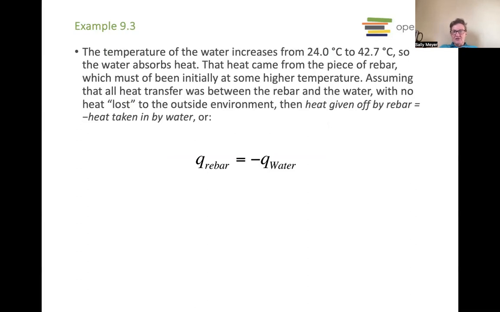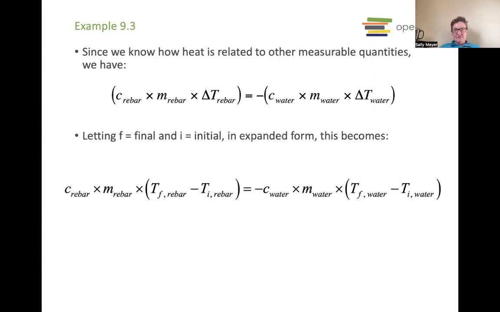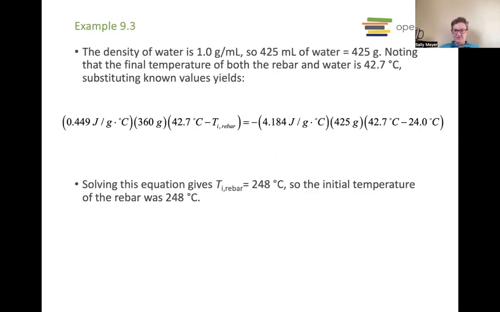So the temperature of the water increases from 24 to 42. So heat's absorbed. That heat came from the piece of rebar, which must have been at some higher temperature. So assuming that all the heat transfer was between the rebar and the water with no loss to the environment, then we can say that the rebar's heat equals the negative of the water heat. And we have equations for those. We just need to know the quantity of rebar, the heat capacity of rebar, the quantity of water, the heat capacity of water, and we should be able to figure out what that initial temperature was.